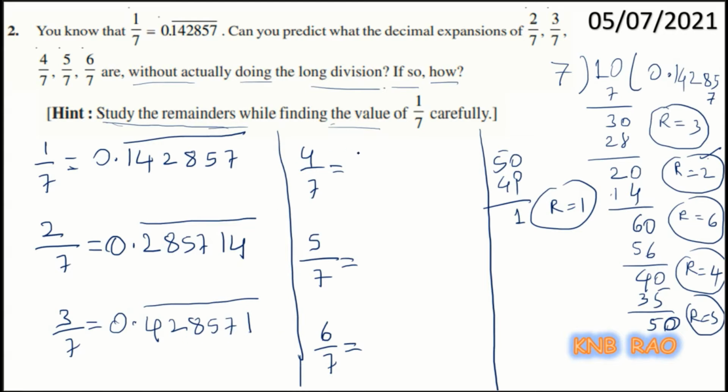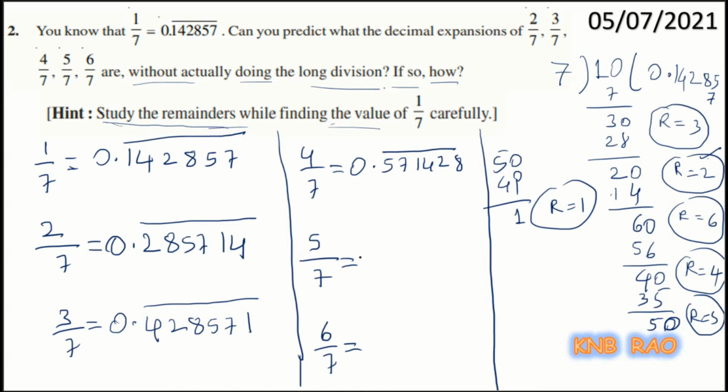Now, when it comes to 4 by 7, watch amongst them, here is the remainder 4. When the remainder is 4, you got 7 5s are 35, so 5, it starts from 5. So, 0.571428, these same digits will repeat in this order, 571428, 571428 and so on.